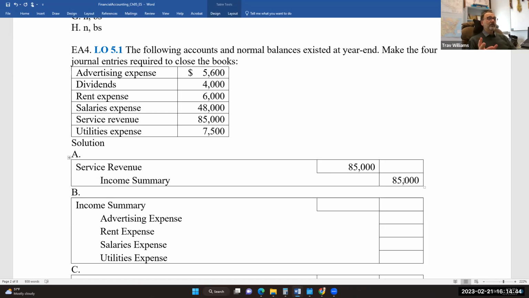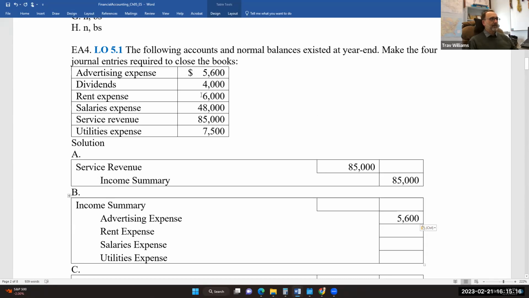Step 2, we need to close out our expense accounts. Now, expense accounts are part of DEAL, so they normally have a debit balance, and to close them out, we would need to credit them, right? So they have, let's see, advertising has a $5,600 balance. So we're going to credit $5,600 to advertising to close it out.